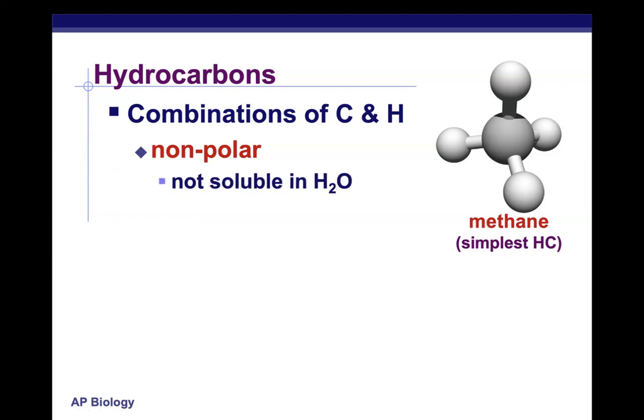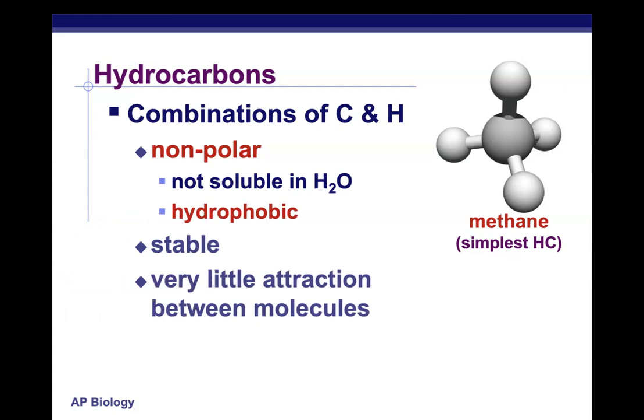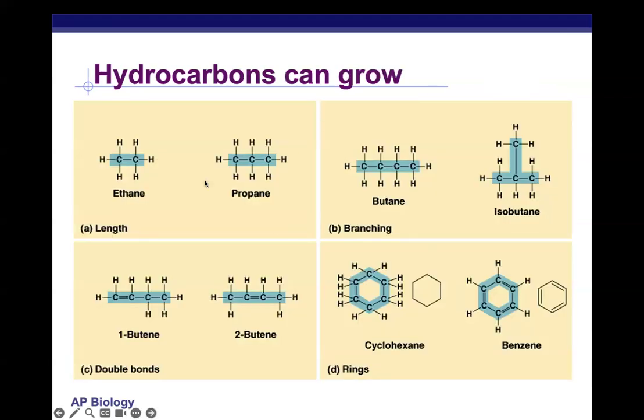Hydrocarbons then are hydrophobic. They're not soluble in water. And they're pretty stable. That means they have very little attractions or interactions with other molecules. So, for example, a gas at room temperature. Hydrocarbons can be different sizes, like two carbons, three carbons, four, five. They can have different numbers of bonds, like double bonds, and they can even form rings, like cyclohexane and benzene. They can form little rings where the carbons all bound together in a circle like this.